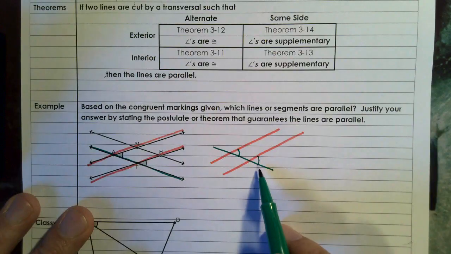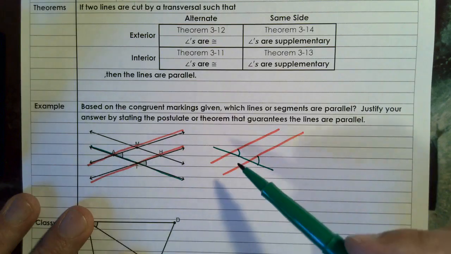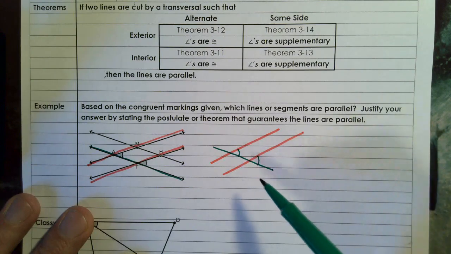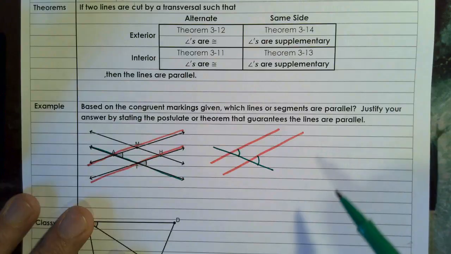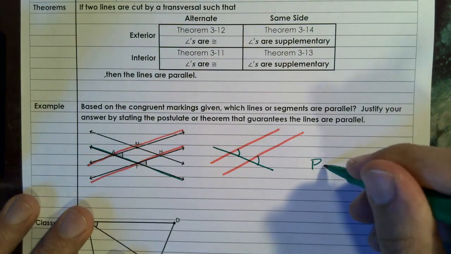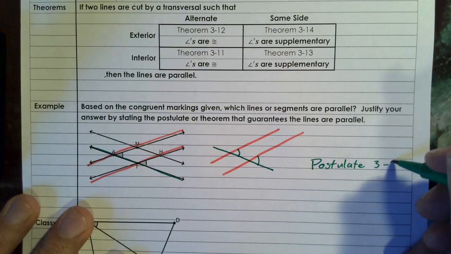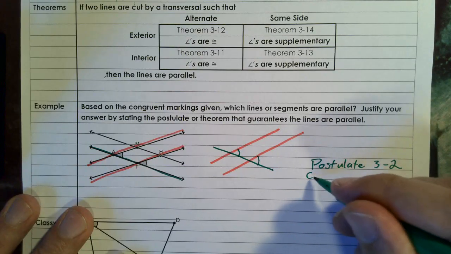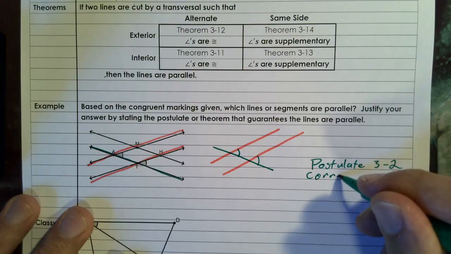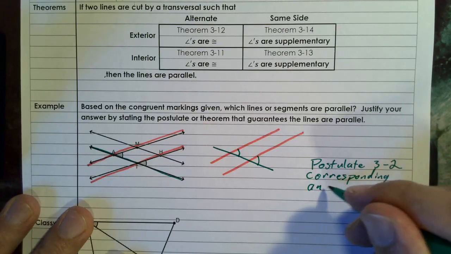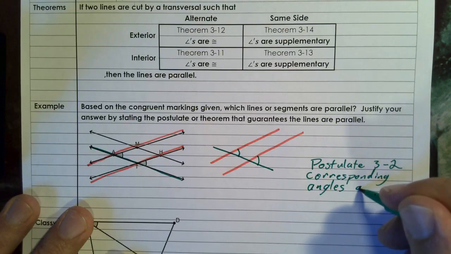Now, these two angles are in the same spot. One's interior, one's exterior, interior, exterior. And they're on the same side of the transversal right here, but they're in corresponding parts. So we can say those two red lines are parallel thanks to that postulate we started with, 3-2, which is referring to the corresponding angles being congruent.